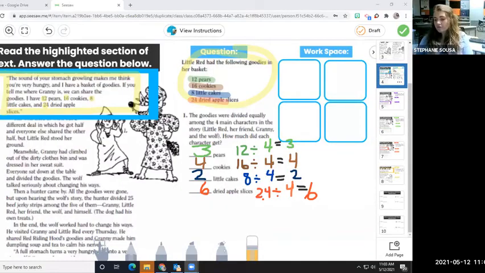Okay, here are your correct answers. This is what you should have found for each equation. For the cookies, 16 divided by 4 is equal to 4 cookies per group. Cakes, 8 cakes divided by 4 people is equal to 2 cakes per person. And dried apple slices, 24 divided by 4 people gives you 6 slices per person. Any questions on those?